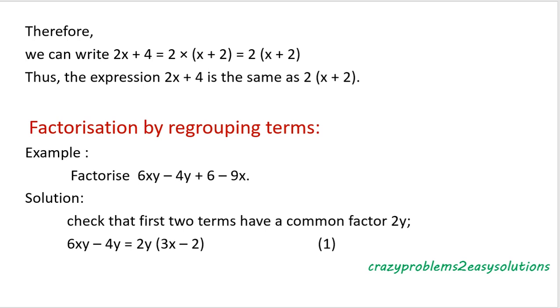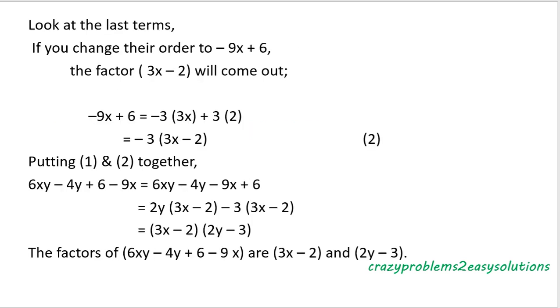Here y is common. First we take y outside, and then we write prime factors. 6 is not a prime number, and 4 is also not a prime number. So 6 we write as 2 into 3, and 4 as 2 into 2. Here 2 is common, so we take it outside: 2y into 3x minus 2. This is equation number 1.